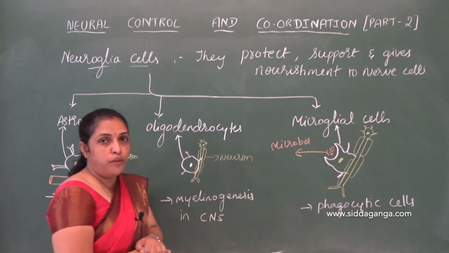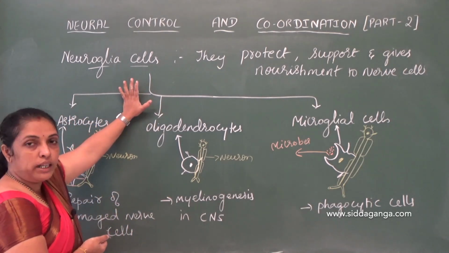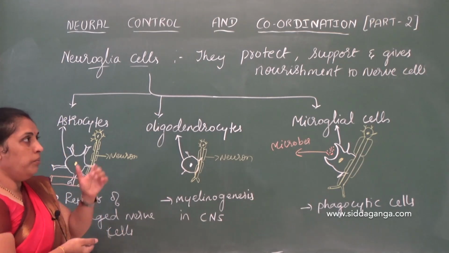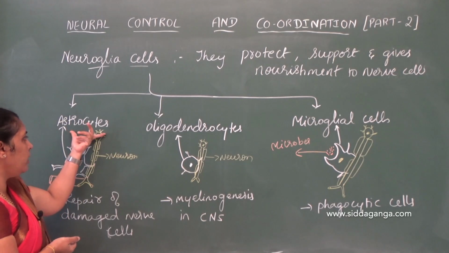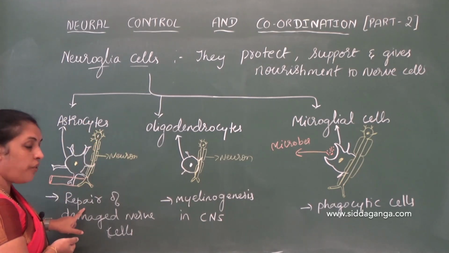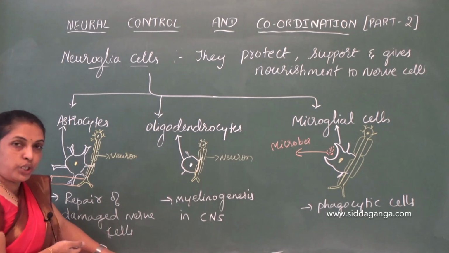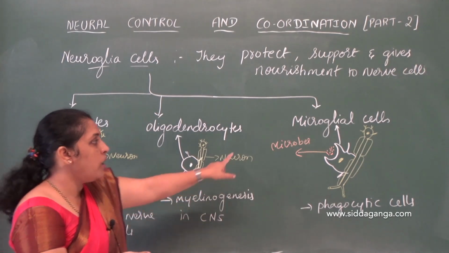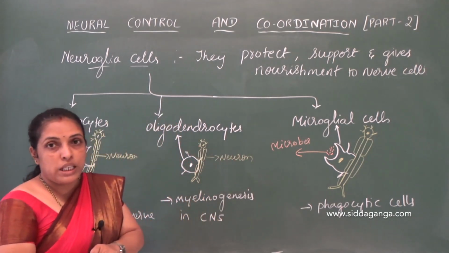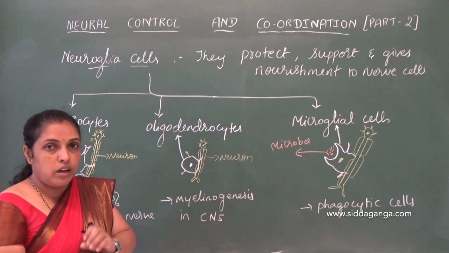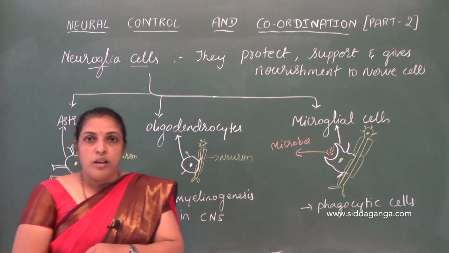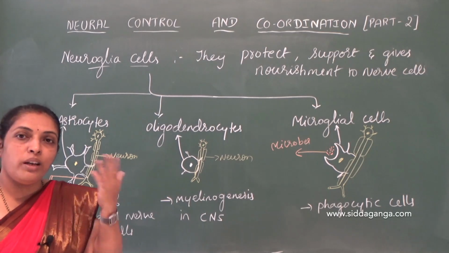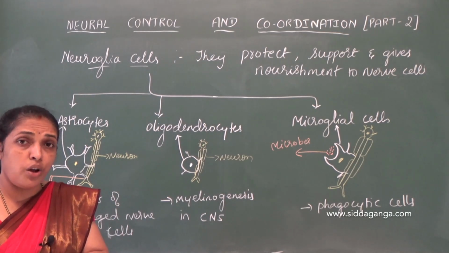These are the types of neuroglial cells. Neuroglial cells mainly protect and support the neural tissue, and also provide nourishment to the nerve cells. Of the three types, the main function of astrocytes is repair of damaged nerve cells. Oligodendrocytes help in myelinogenesis in the central nervous system. And microglial cells are phagocytic cells. They engulf or kill the harmful microbes present in the brain. That is about types of neuroglial cells. So thank you. In the next class, we'll discuss generation and conduction of nerve impulse.